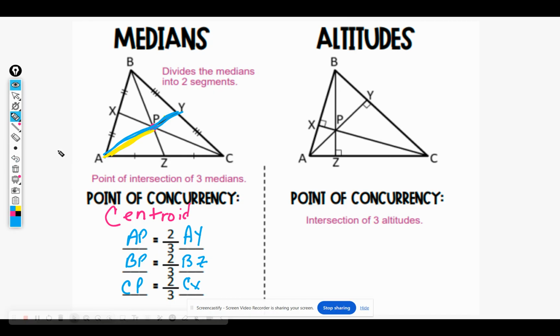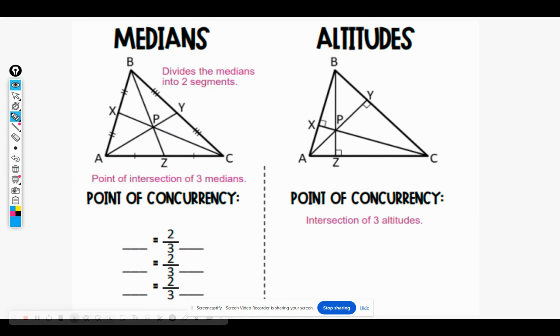Alrighty. Then we have altitudes. The altitudes are like the height of a triangle. The intersection of the three altitudes is called the orthocenter. So the orthocenter is the point of concurrency of the intersection of the three altitudes. This point right here at P would be called the orthocenter. Okay?